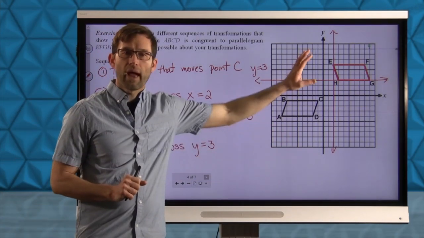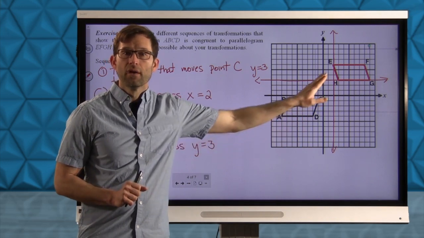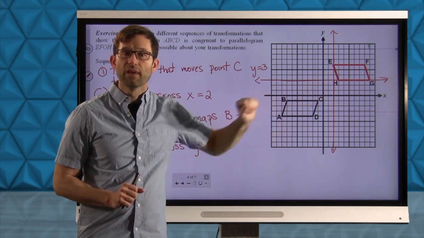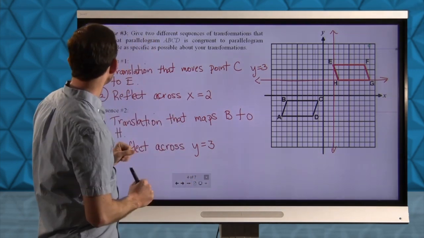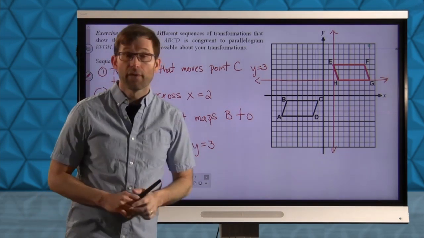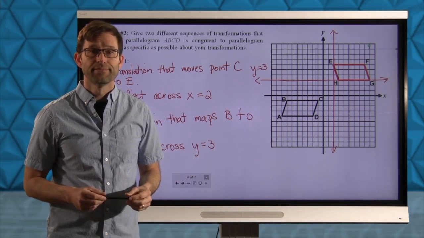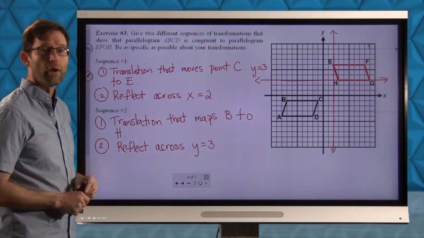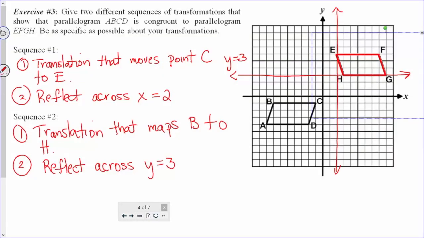In either case, what happens is that we end up getting all the vertices of A, B, C, D to fall on top of all the vertices of E, F, G, H. And therefore, the two must be congruent. All right? Let me step out of the way, write down anything you need to, and then we'll move on to another exercise.